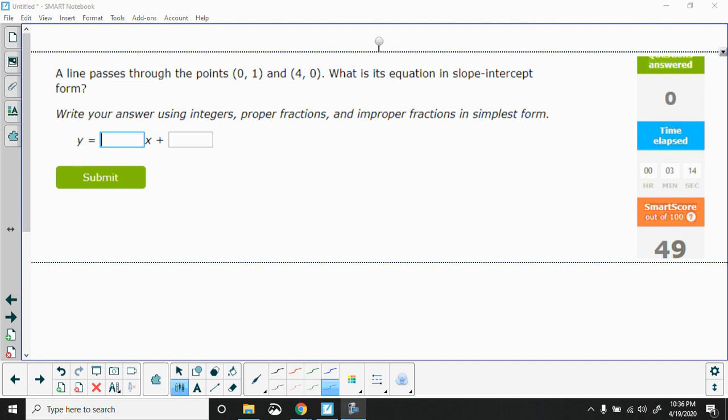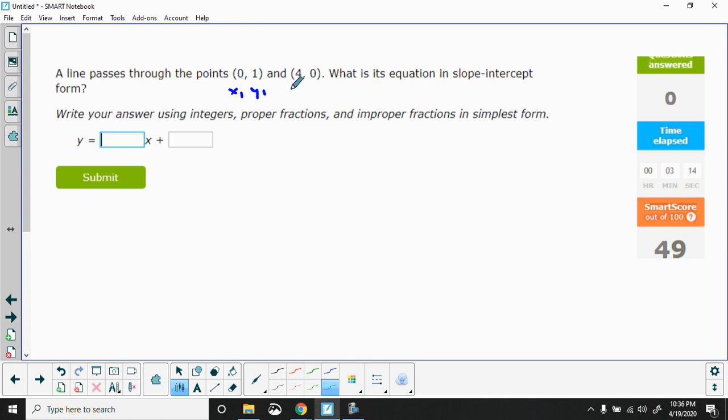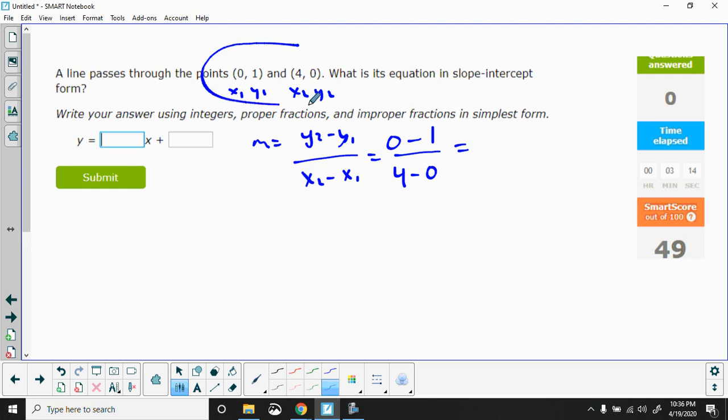Alright, same thing. Label x1, y1, x2, y2. Slope formula. So x2 is going to be 0, y2 is 0 minus y1, which is 1. x2 is 4 minus the 0, again pulling it from the equation. 0 minus 1 is negative 1, 4 minus 0 is 4. This one happens to just be negative 1 over 4 for our slope. Not a big deal.